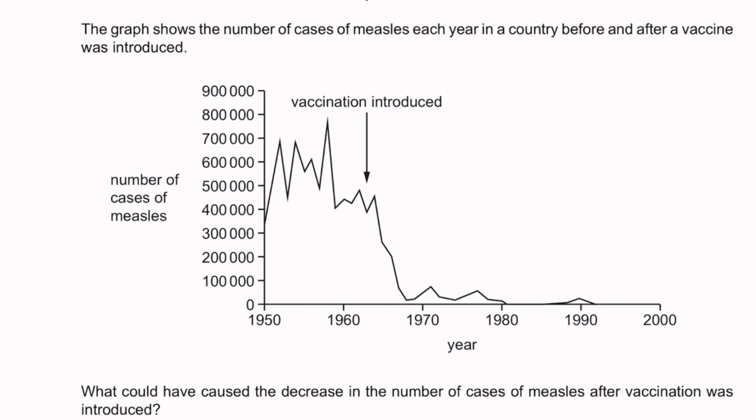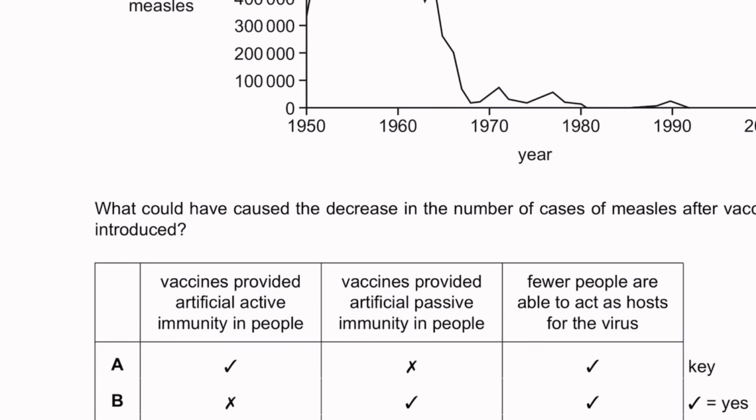We all have secondary immune responses, and so there's no place for measles to be a host, because everyone here has immunity against it. And so vaccines provided artificial active immunity. That is true. Vaccines provided artificial passive immunity. No, actually that's wrong. It's not passive.